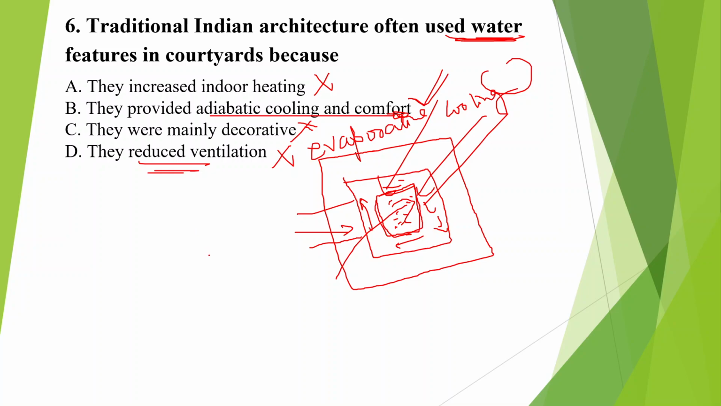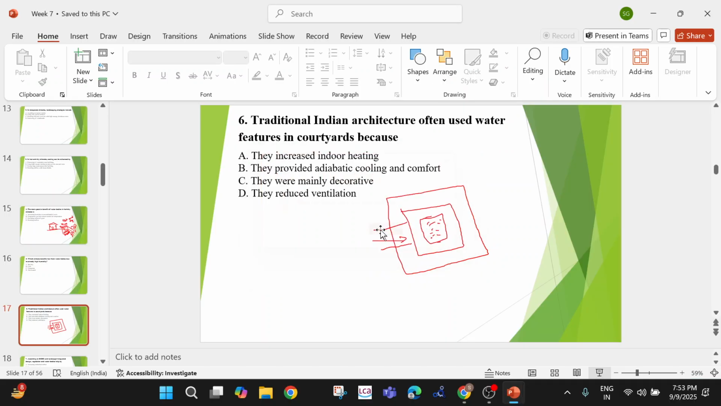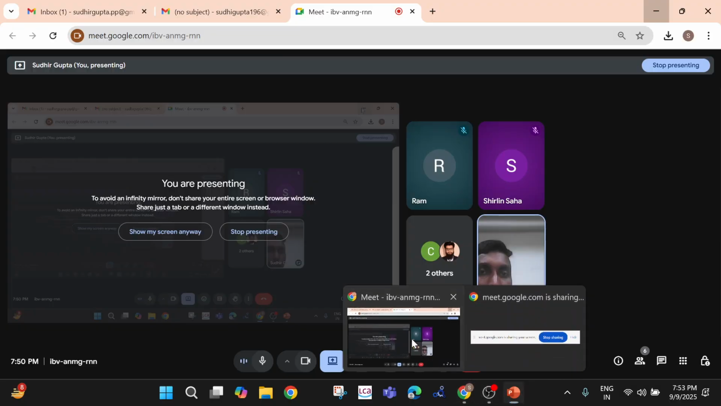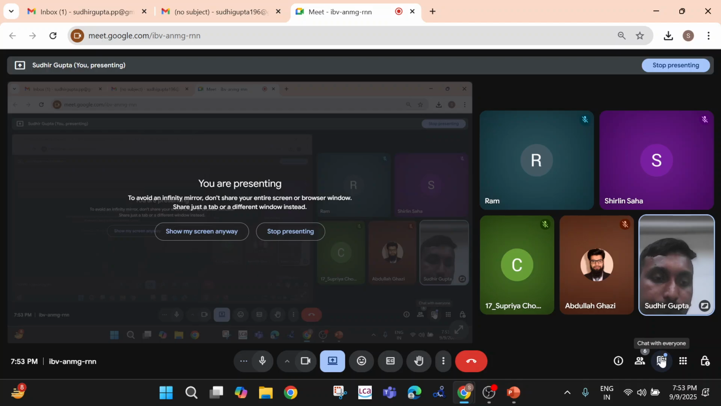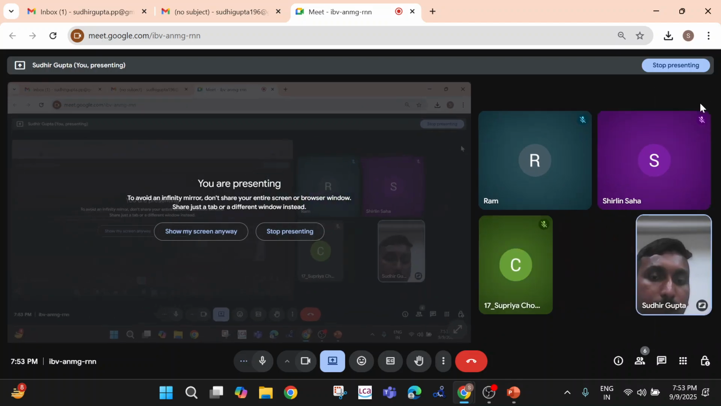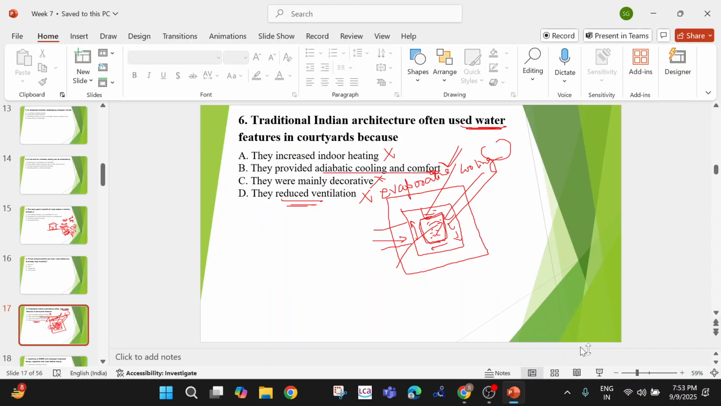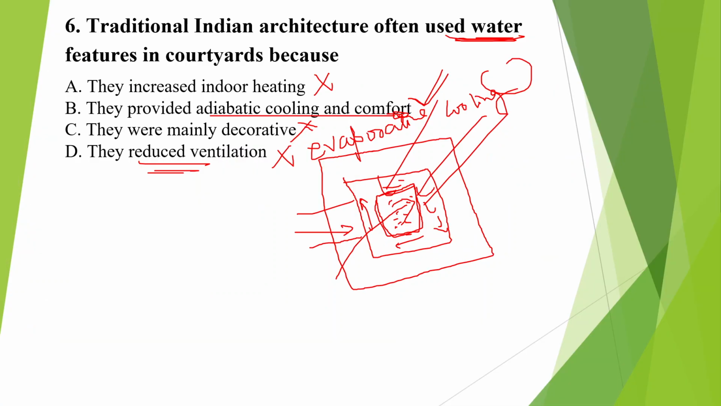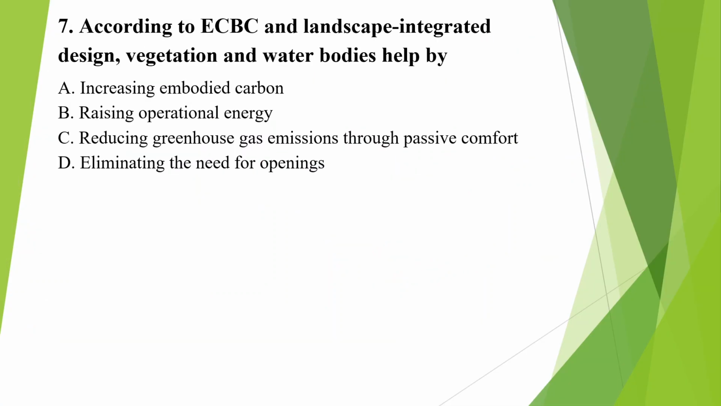Whoever has marked option B has marked it correctly, and whoever has not marked option B and opted for some other answer, I hope it is clear to them now. Okay, so let's move to the seventh question then. Here is the seventh question.